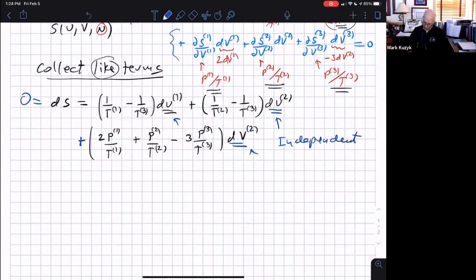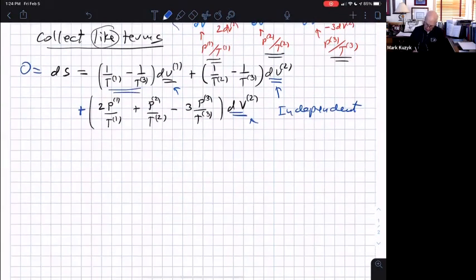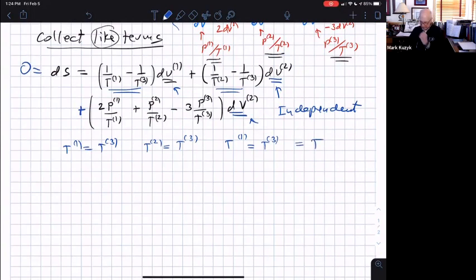Okay? And to make a long story short, this first one will tell us that T1 equals T3. The second term is going to tell us that T2 equals T3. And by transitivity, we have T1 equals T2. So they're all equal. And let's call all that temperature just T, because it's easier to write.